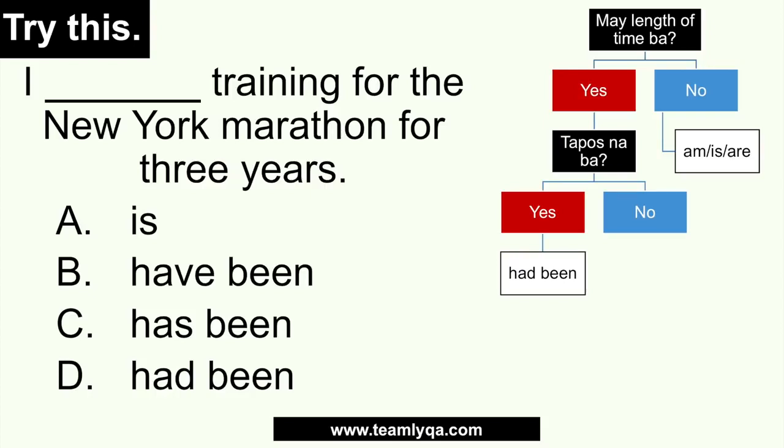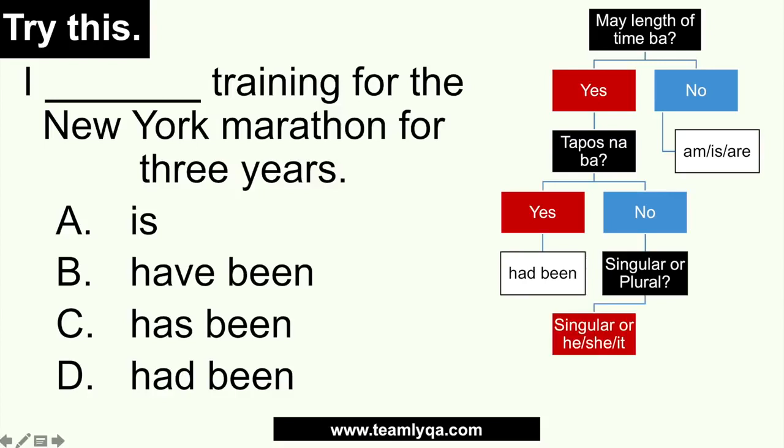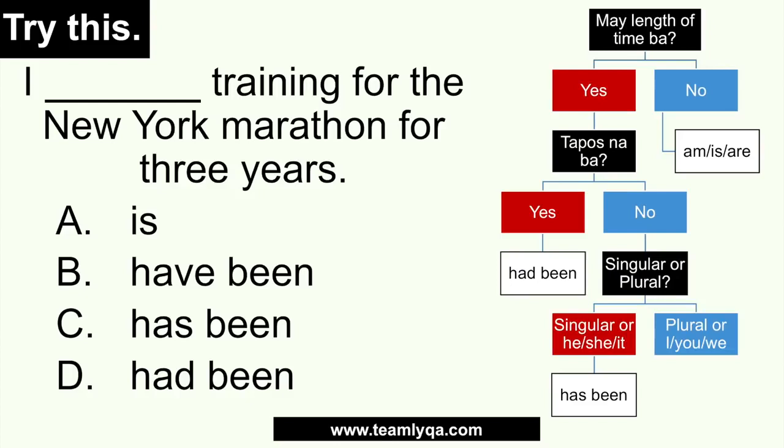Okay? So, kung hindi pa tapos ang training mo, ang next question would be, singular ba or plural yung subject? Now, again, tingnan natin, I siya, right? Ngayon, kung singular siya, or he, she, or it, ang bagsak mo kasi has been. Kaya lang, dahil I yung subject, magiging plural siya: I, you, we, tsaka yung they. So, ang bagsak mo is have been. Kaya in this sentence, the answer would be have been.